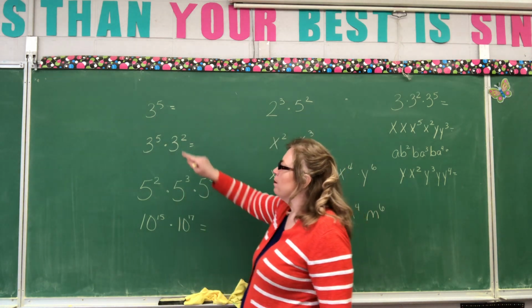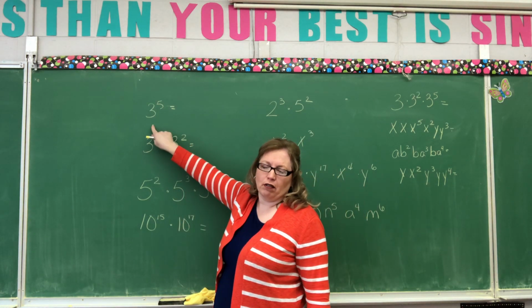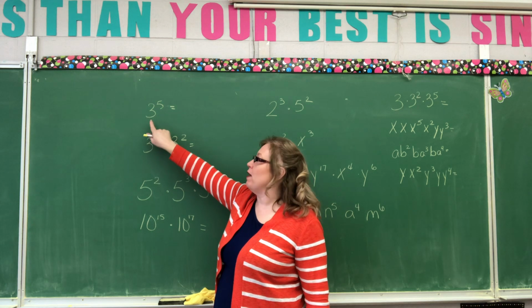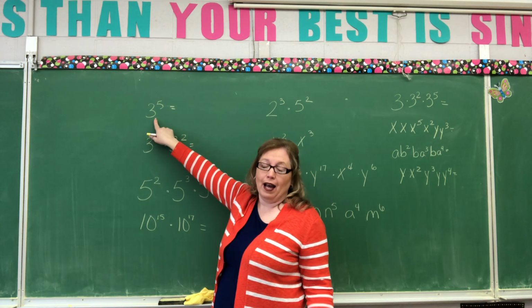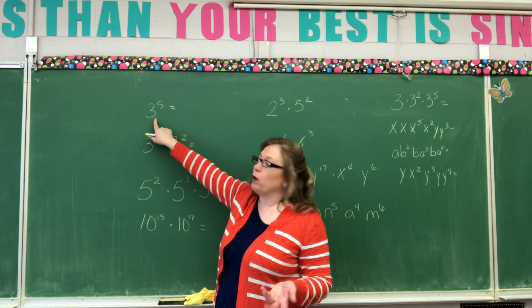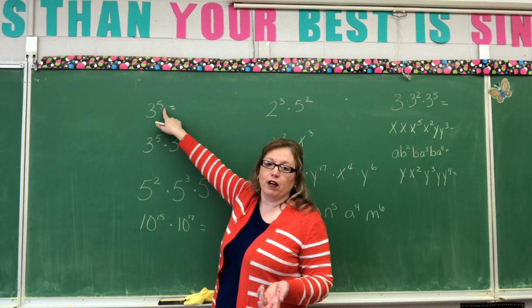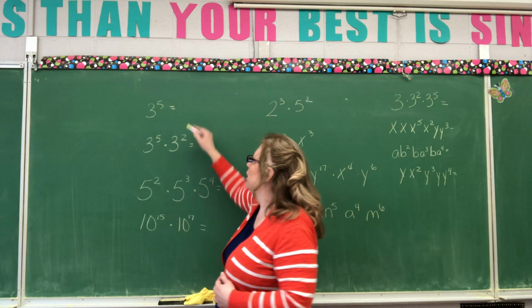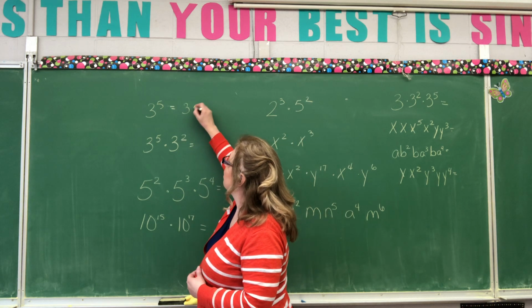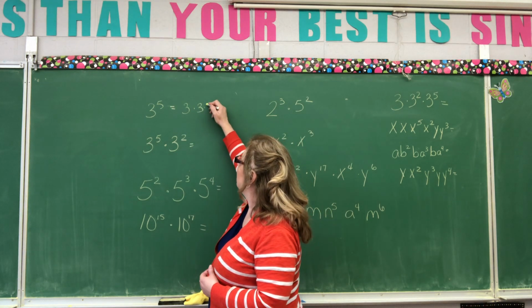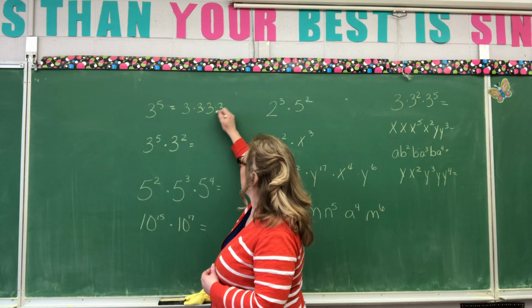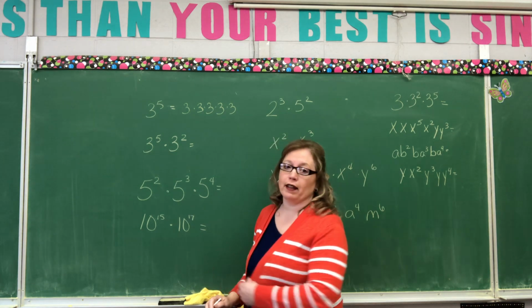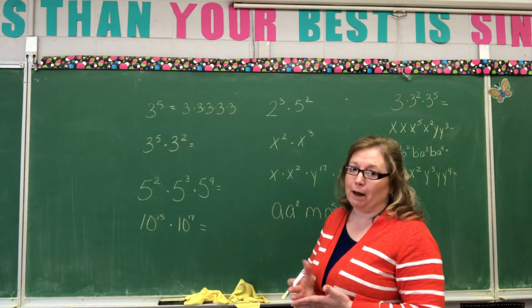So first, this is that expression. It simply means we have a base, which is the 3, and that 3 has an exponent. In this case, it is a 5. What does 3 to the 5th power actually mean? Well, it means 3 times 3 times 3 times 3 times 3. That is really, in essence, what it means.